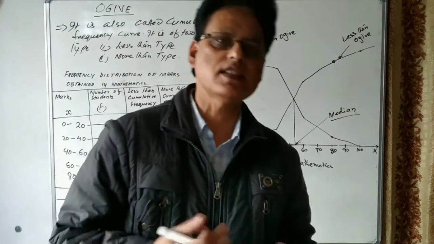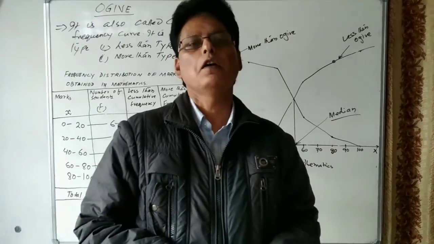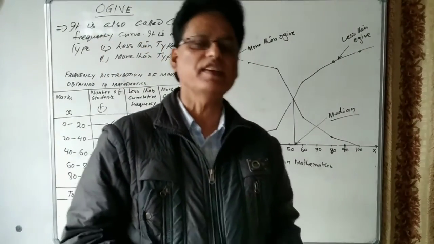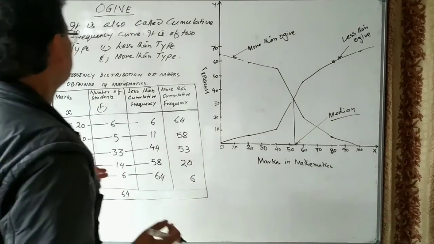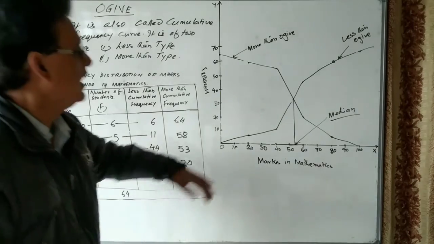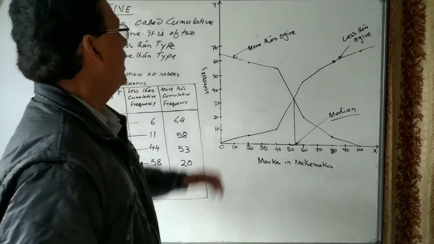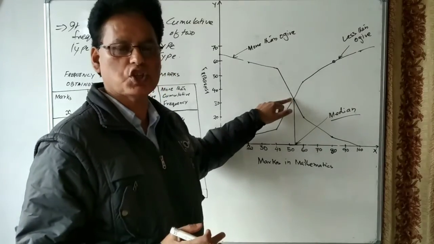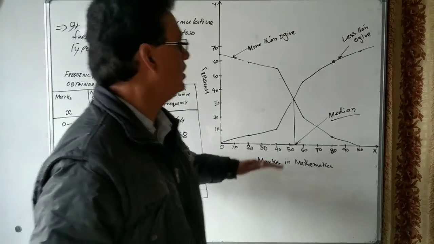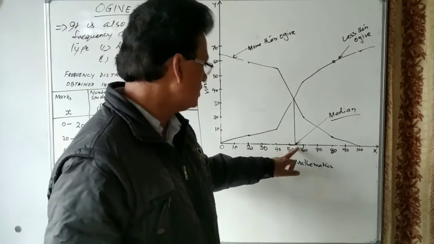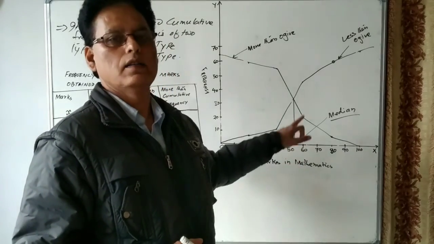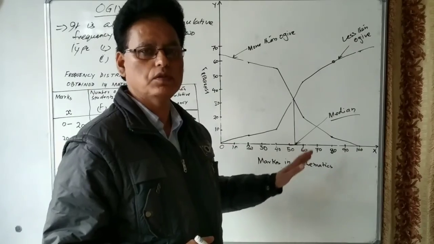If in the examination it is asked to locate the value of median graphically, then what can you do? You have to find out the less than cumulative frequency and more than cumulative frequency, and then plot on a graph paper, and you will get one intersection. From the intersection you will drop one line on the horizontal axis, and then you will measure, and this value will be known as the value of median. I think the concept of ogive is clear to all of you. Okay, thank you.